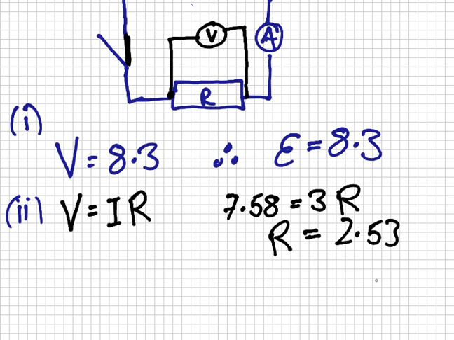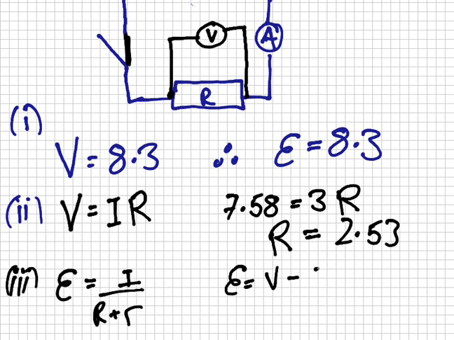2.53, okay. Now, next, we want the small resistance. We have two formulas we could use for this circuit. I think it was E equals I over R plus r. And the other one I gave you, I think I rewrote it with a minus in it: V equals E minus Ir. You're basically saying that this is the voltage loss here, the Ir.